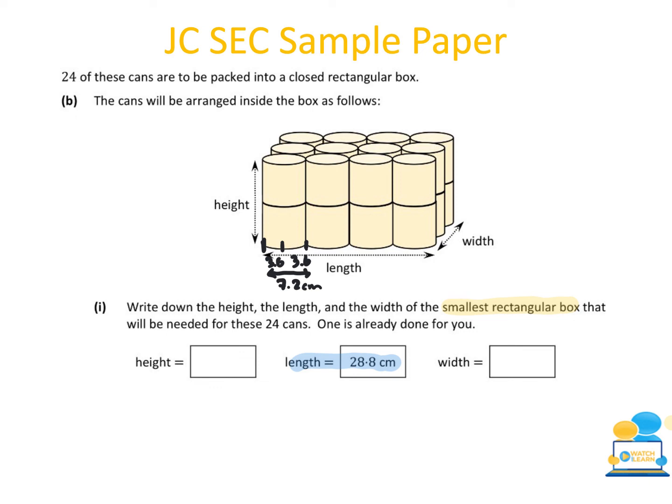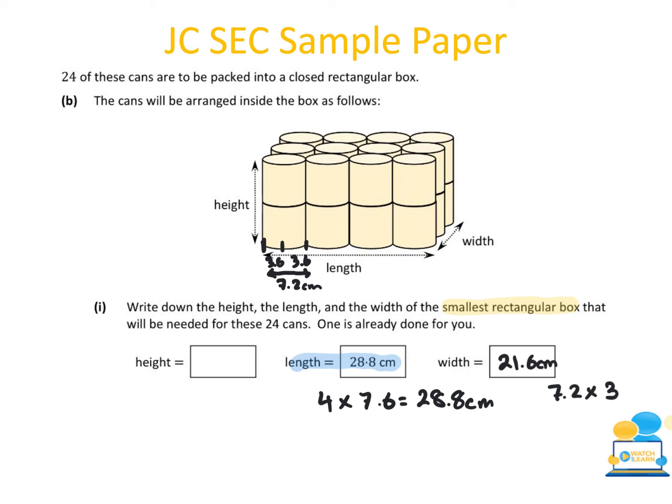So our diameter is the length of one of these cylinders. We have 4 of these cylinders in the length, so 4 times the diameter would give us the full length of this block. And 4 multiplied by 7.2 does indeed give me 28.8 centimeters. If we look at our width next, our width is 3 cylinders long. Again, one cylinder is 7.2, so our width would be 7.2 multiplied by 3, which gives me a width of 21.6 centimeters.